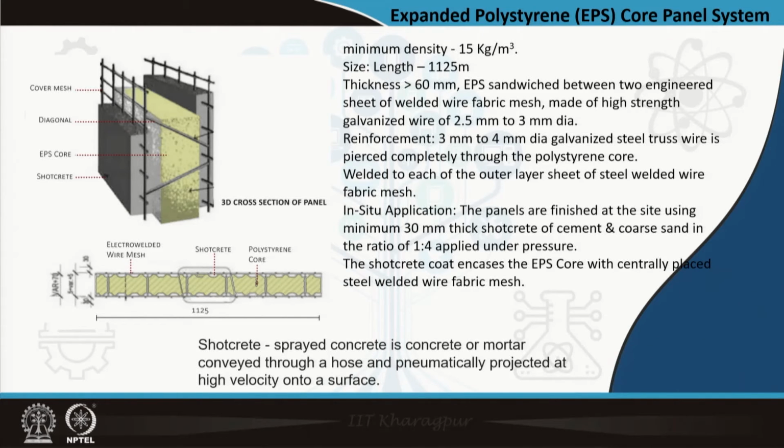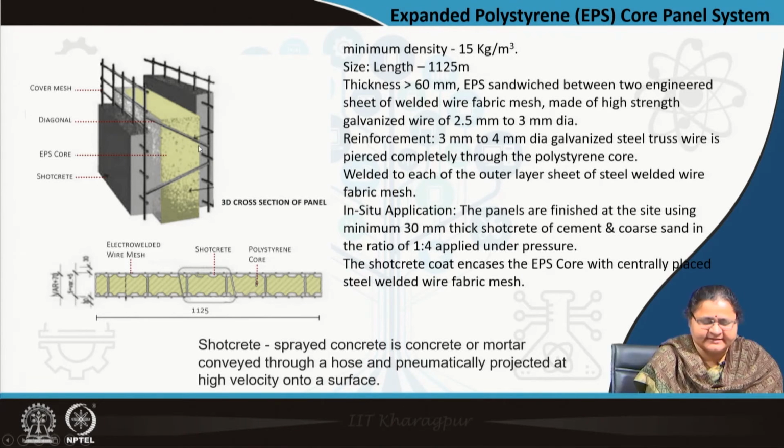What you see here, what comes on site? It is the mesh with an EPS, and this mesh is held by spacers. You can see this rod diagonal. So, this mesh on both sides and this spacer passing through the EPS is holding the mesh together in position. On bringing this to site, what is done? Concrete is applied locally on site, that is called shotcrete. It is a very thin layer, 30 millimeter. It is sprayed concrete.